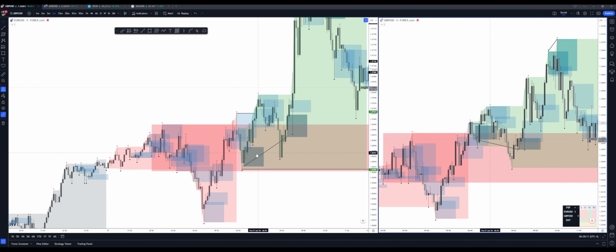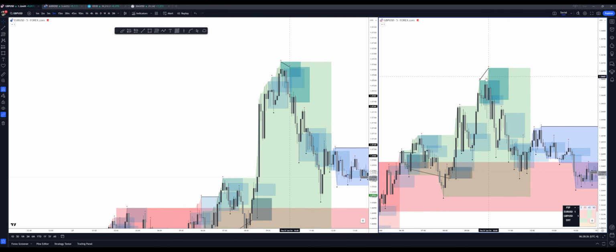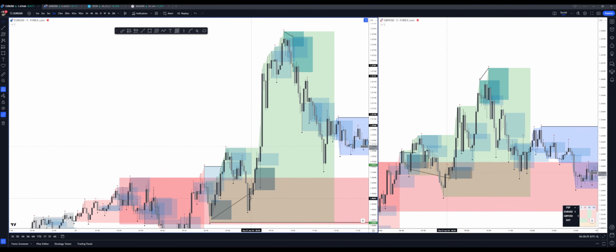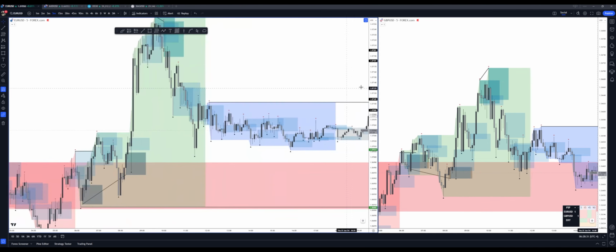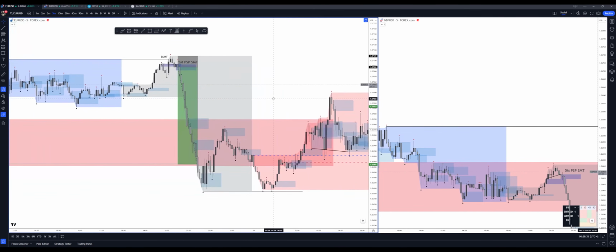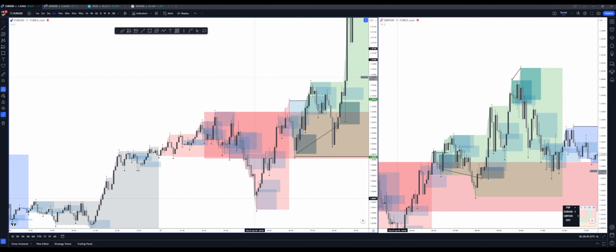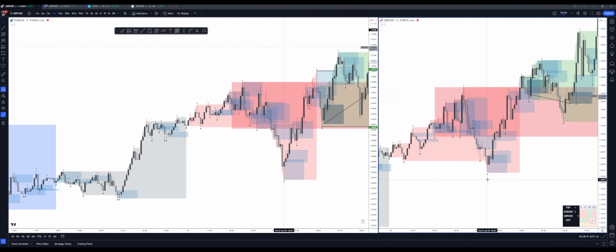We can see we have 5-minute PSP at the bottom right here. We then have 5-minute PSP again. That is PSP SMT. Okay. And then we go bullish from that. We then have PSP SMT again to go bearish from that. So it's literally PSP SMT bullish, PSP SMT bearish. And then you have it again to go bearish. And then you have it again to go bullish. It's literally just repeating the cycle.